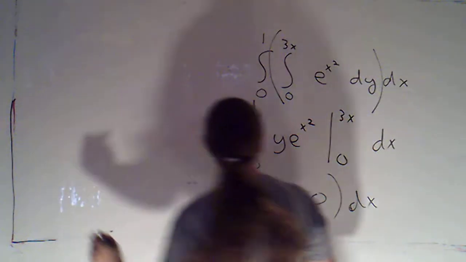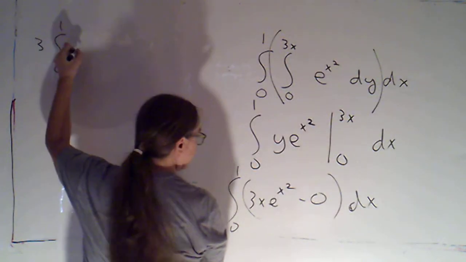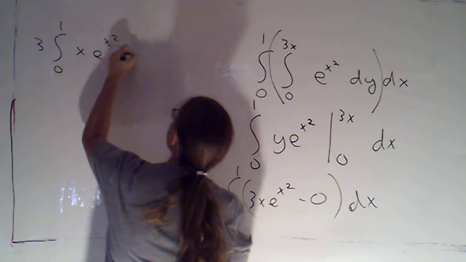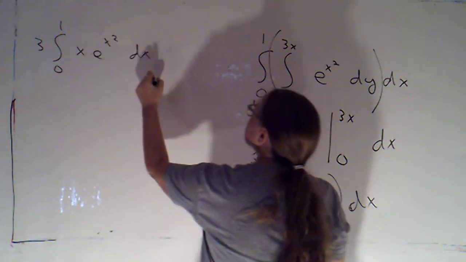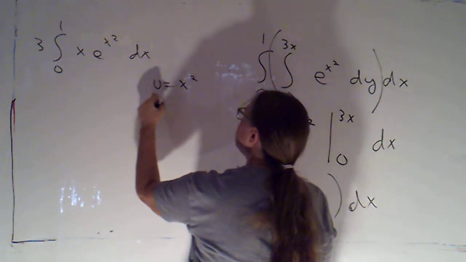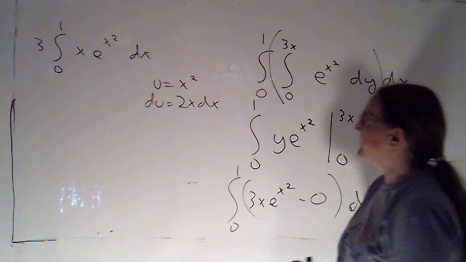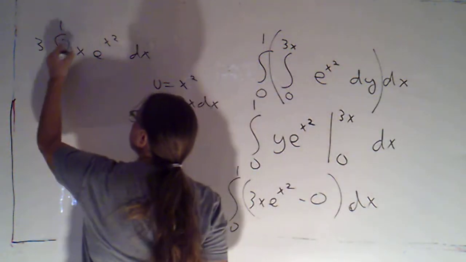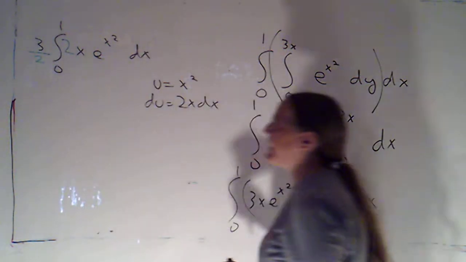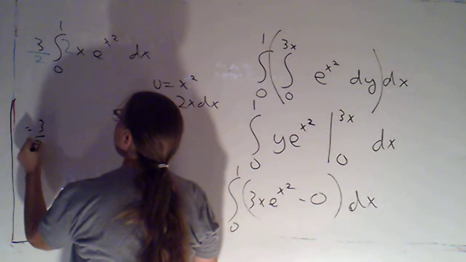Okay, so I'm going to just pull that 3 outside and say that's 3 copies of the integral from 0 to 1, x e to the x squared dx. Let's let u equal x squared. Then du is 2x dx. Now I've got the x I need. I'm going to introduce a 2 counterbalanced with a 1/2 on the outside. And so this becomes 3/2.